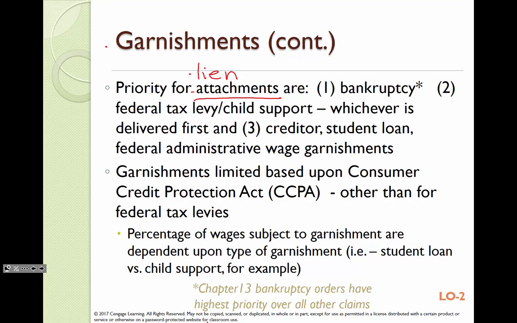Okay. Then the question is, what percentage of my wages can get garnished? And it differs depending upon what type of garnishment it is. Student loans, a smaller rate of garnishment versus, for example, child support. And we'll take a look at the percentages in a second, and then we'll see if you have some feelings about the efficacy of these percentages.